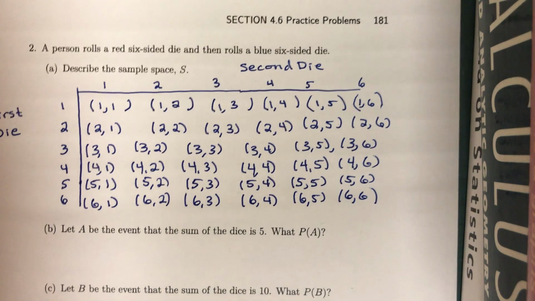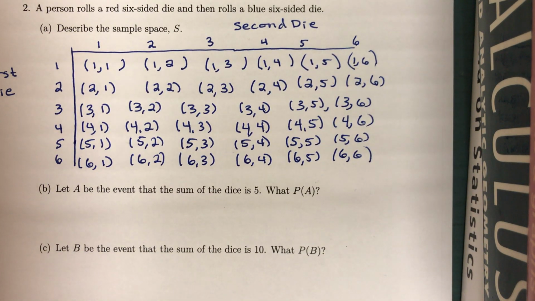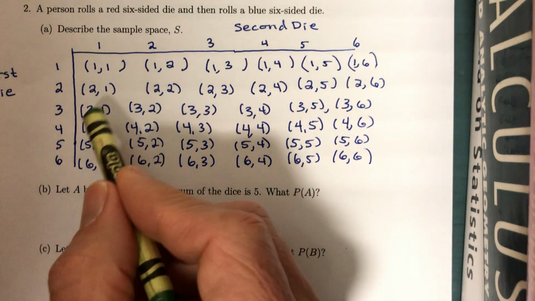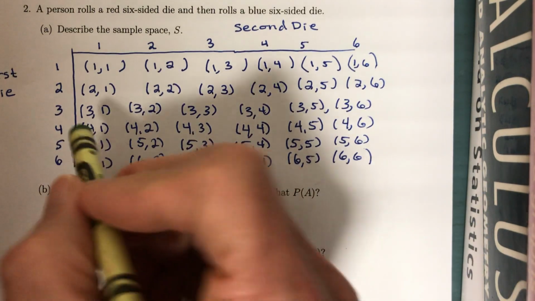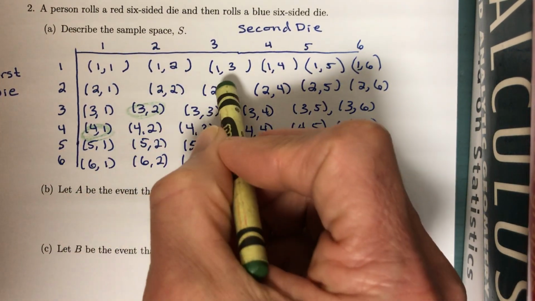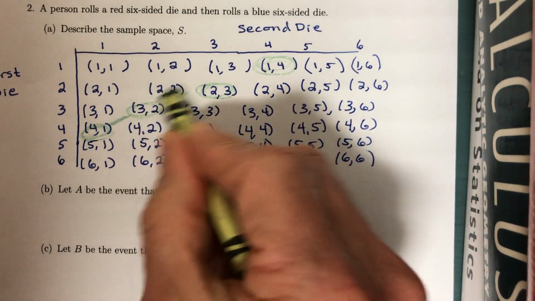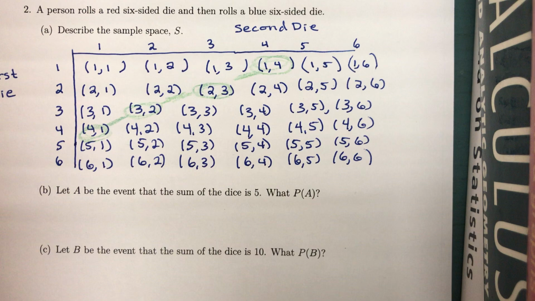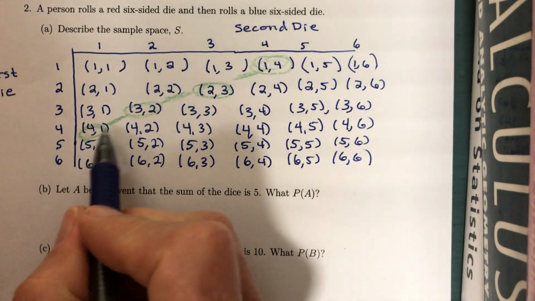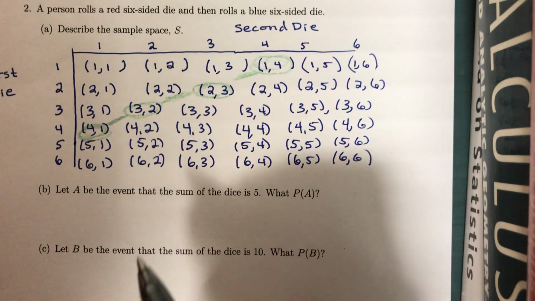Okay, did it. All right, let A be the event that the sum of the dice is 5. So that means when we add these 2 numbers together, we get the number 5. And we see a little pattern here. Here's 4, 1; 3, 2; 2, 3; 1, 4. Those are all pairs where the first and the second add up to 5. And we see that it forms a diagonal there.